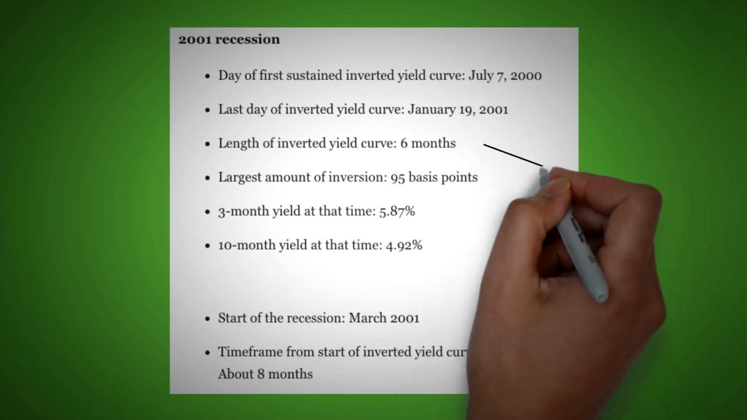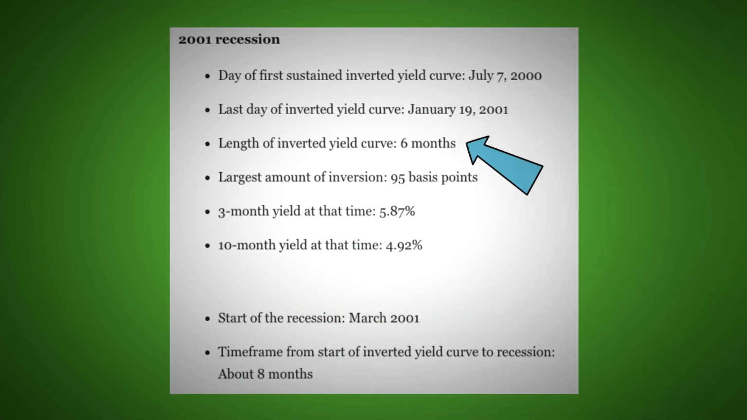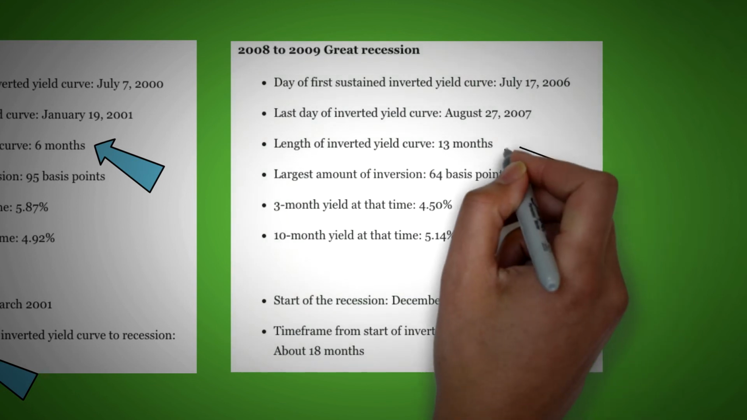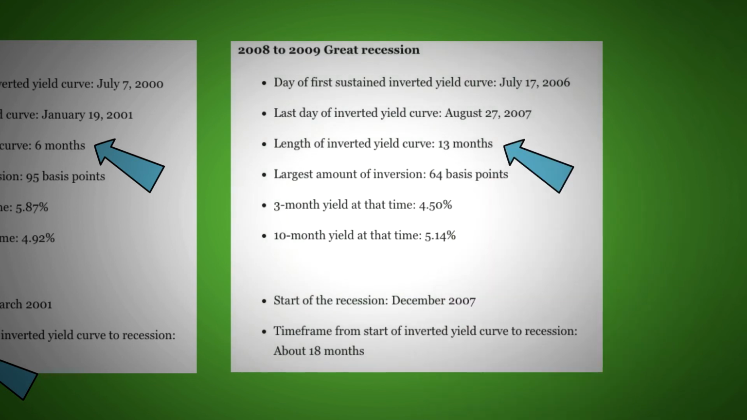The 2001 dot-com bubble. It was in the inverted portion for 6 months, between July 2000 and January 2001. Then the recession happened 8 months later. The 2008 financial crisis. It was in the inverted portion for 13 months, between July 2006 to August 2007. Then the recession happened 18 months later.